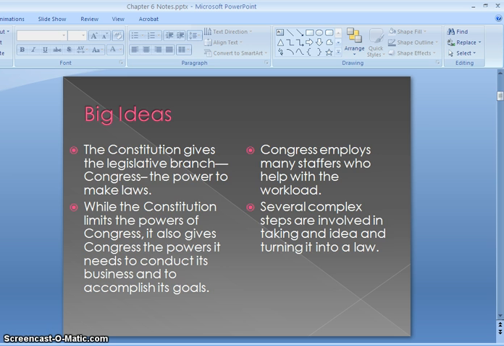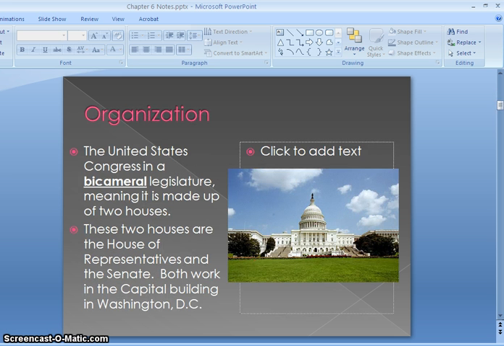So the organization: the United States Congress is a bicameral legislature, meaning that there are two houses. Our two houses are the Senate and the House of Representatives. You can see there in our picture, that is our Capitol building. If you've ever been to Washington, D.C., you really can't miss it. It probably should be one of your first stops. But there on the left side is the House, and on the right side is the Senate chambers.